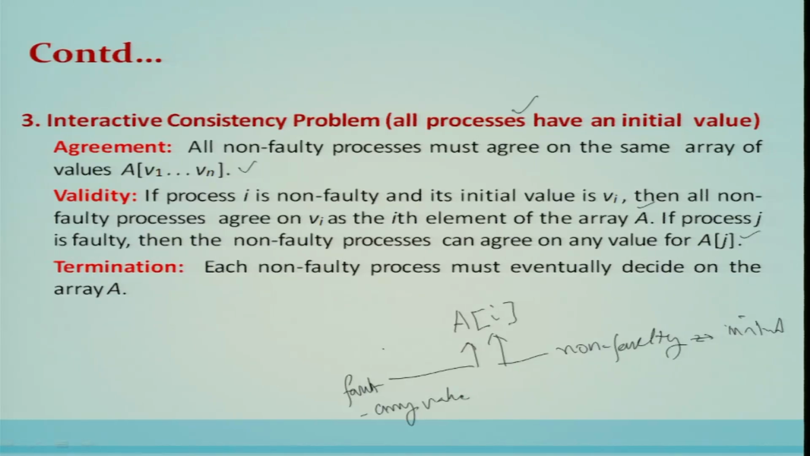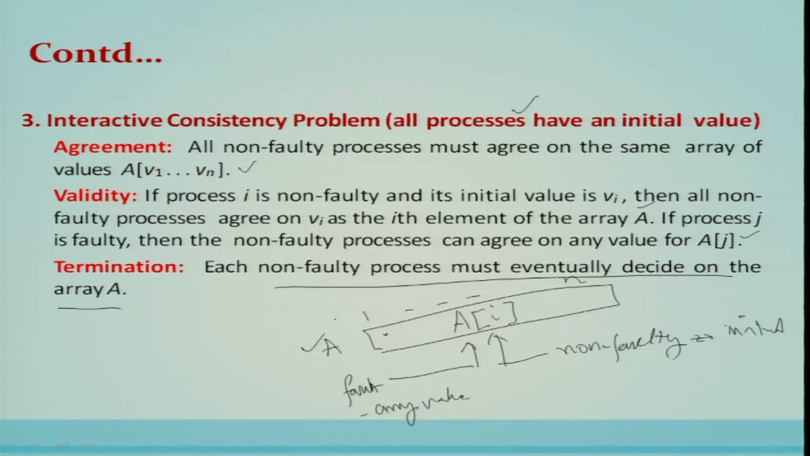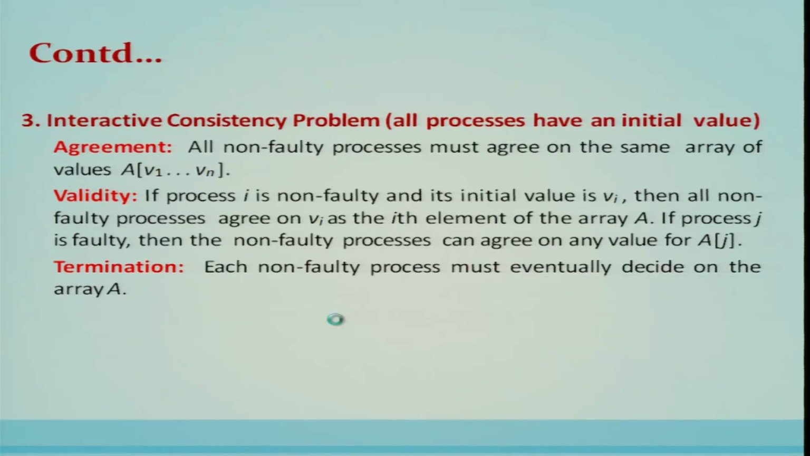So this particular array will be built for n different processes, 1 and so on up to n, and at the termination all non-faulty processes must decide on this particular array. This array will be exchanged at all the non-faulty processes. So this is called the interactive consistency problem.